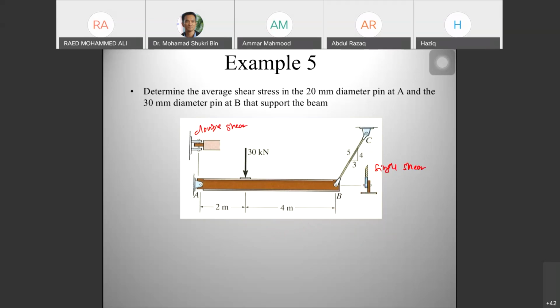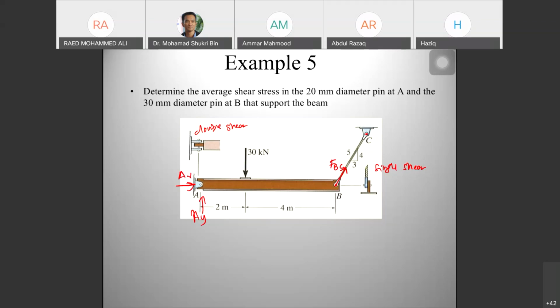Okay, so where do we start? You need to find the average shear stress in the pin. In order to find the shear stress in the pin, you need to find the force at A. What is AX? What is AY? And what is B? At B, this is a 2 force member. Only 2 points have force, so this only has 1 force, FBC.